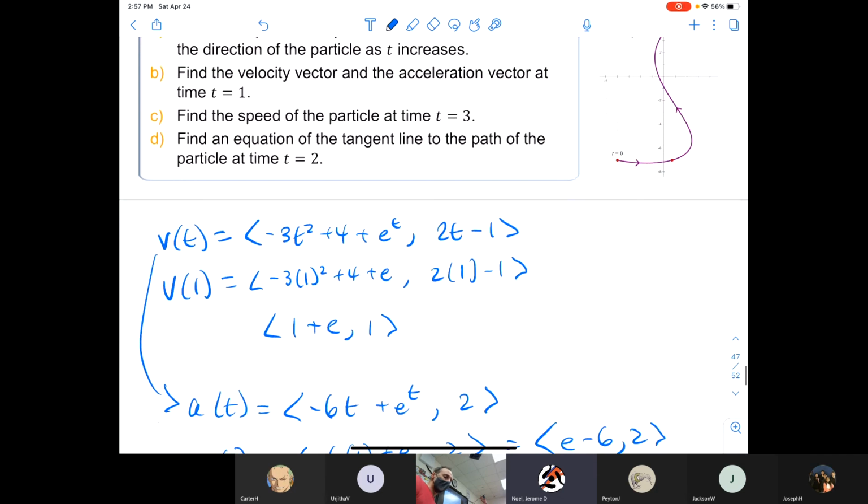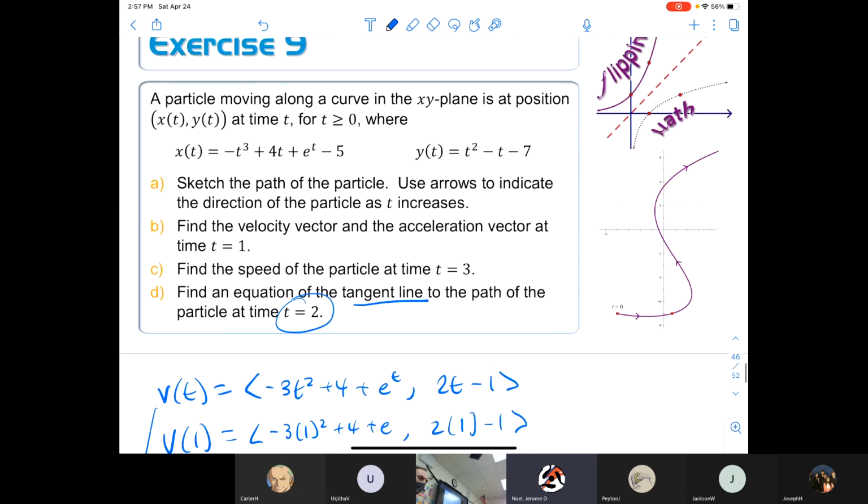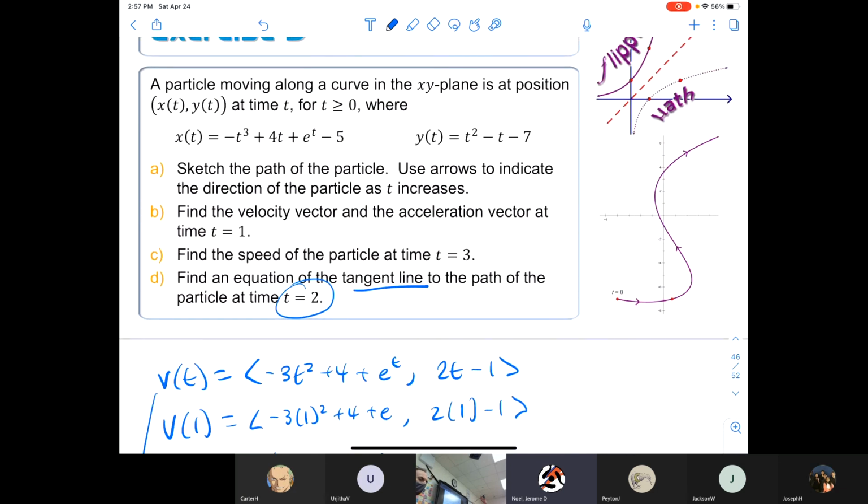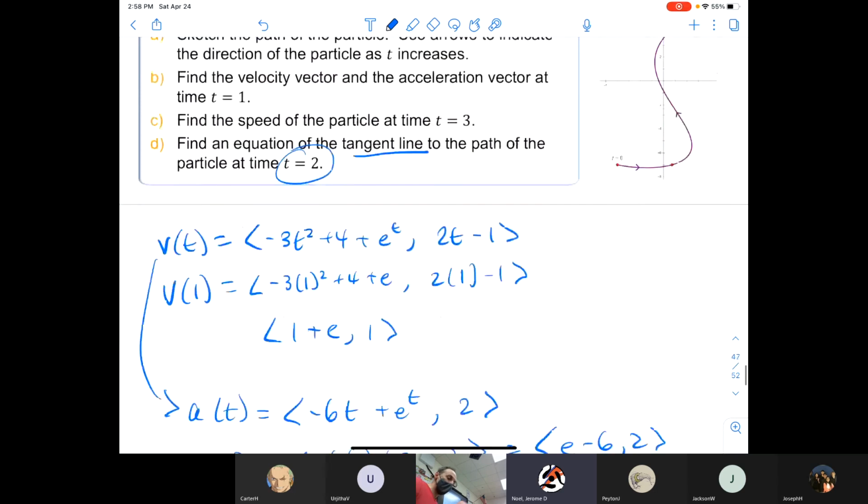And then the equation of the tangent line at t equals 2. How are we going to find the tangent line? Tangent line needs slope. So how are we going to find the slope? Isn't it parametric equations, essentially? Yeah. So then how do we find the derivative? Slope is always dy dx. So how do I find that for parametric equations? Correct. That's right. Which we already found here.